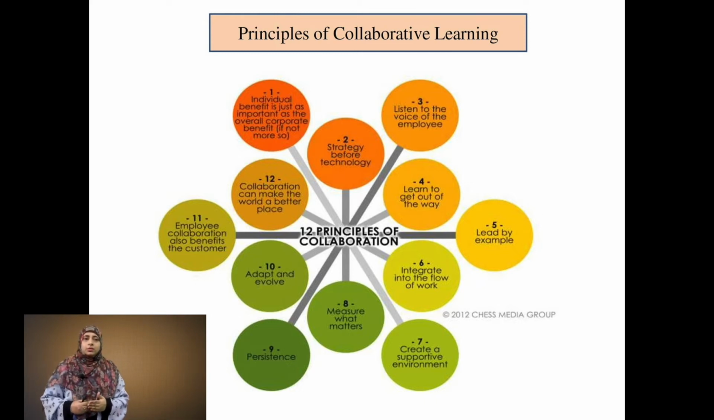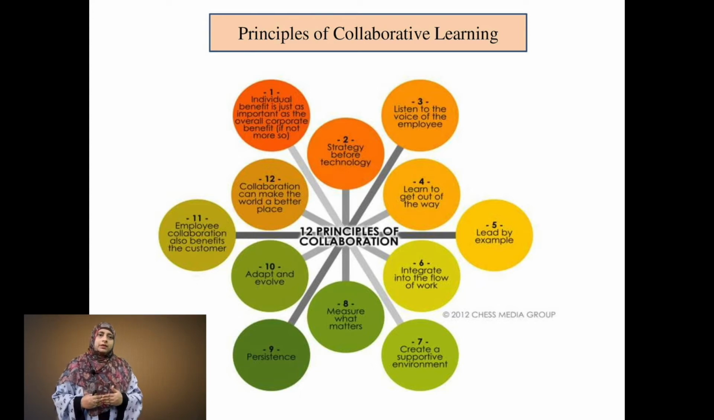Then the sixth one is integrate into the flow of work. Whatever ideas and thoughts have been put in the brainstorming session, try to integrate them into the workflow. If you are integrating everybody's ideas, then the work can go smoothly. It will work out and a successful product will be produced.